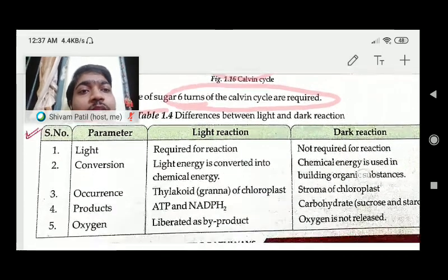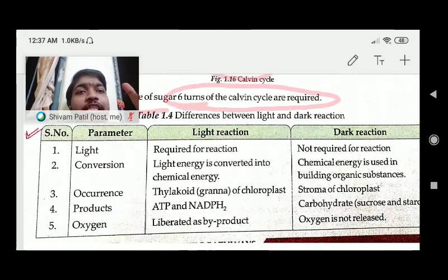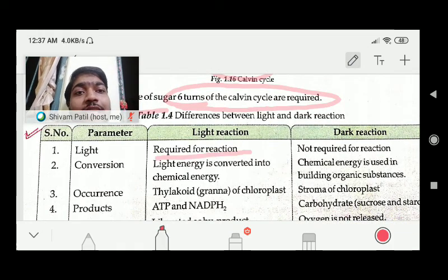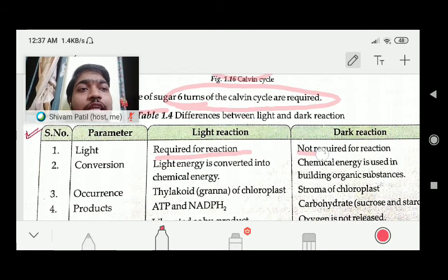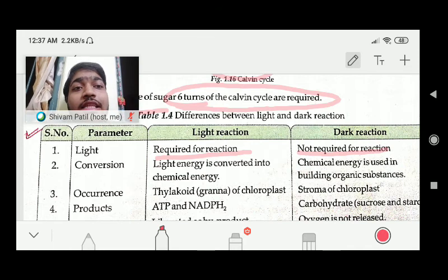Okay, now let us see what are the differences between the light reaction and the dark reaction. Light reaction requires light to take place. Dark reaction does not require light. That is why it is known as dark reaction. In the light reaction, light energy is converted into chemical energy.